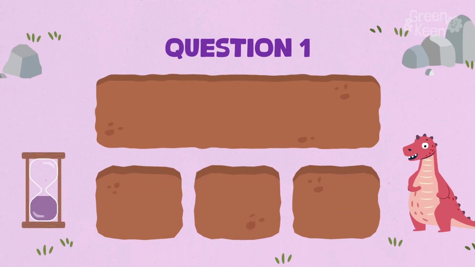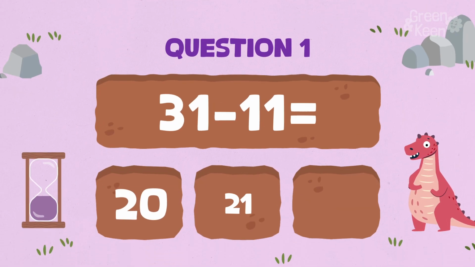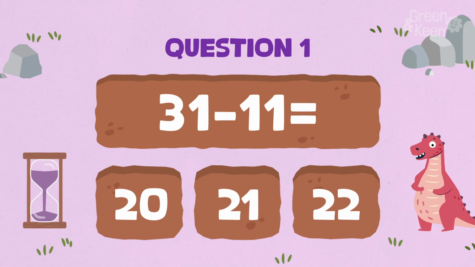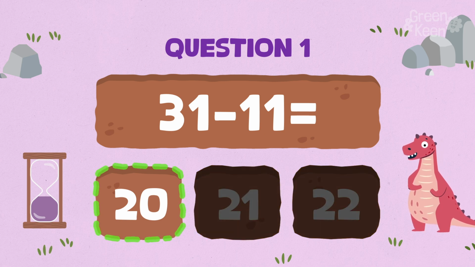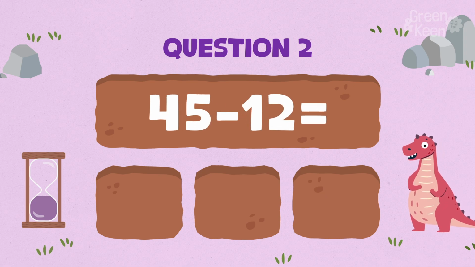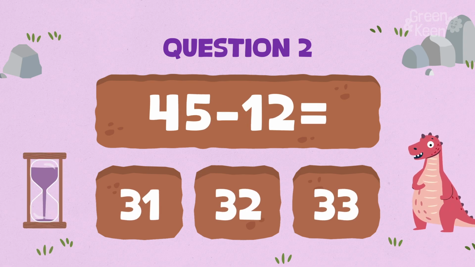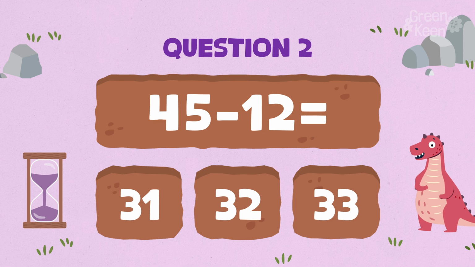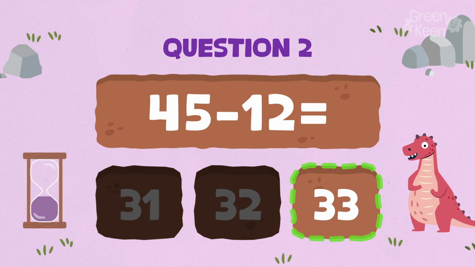Question number 1. 31 minus 11 equals... The answer is 20. Question number 2. 45 minus 12 equals... The answer is 33.